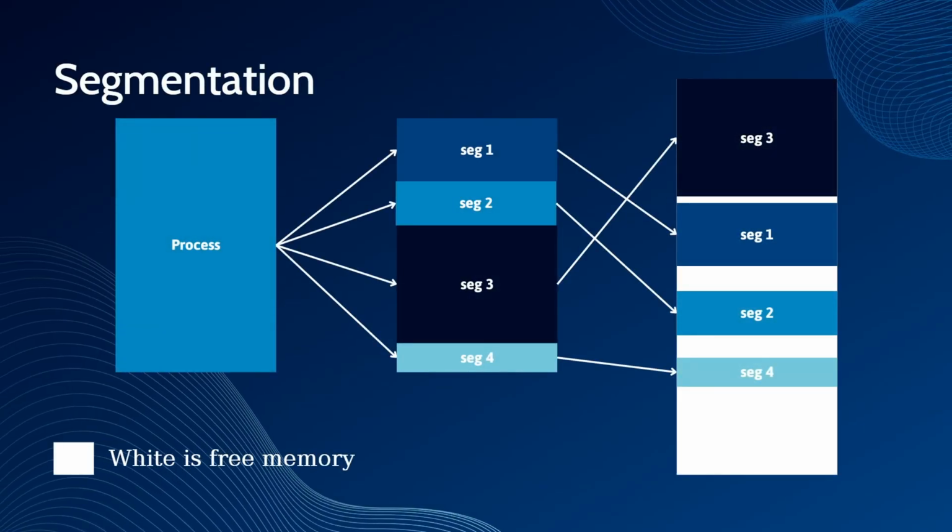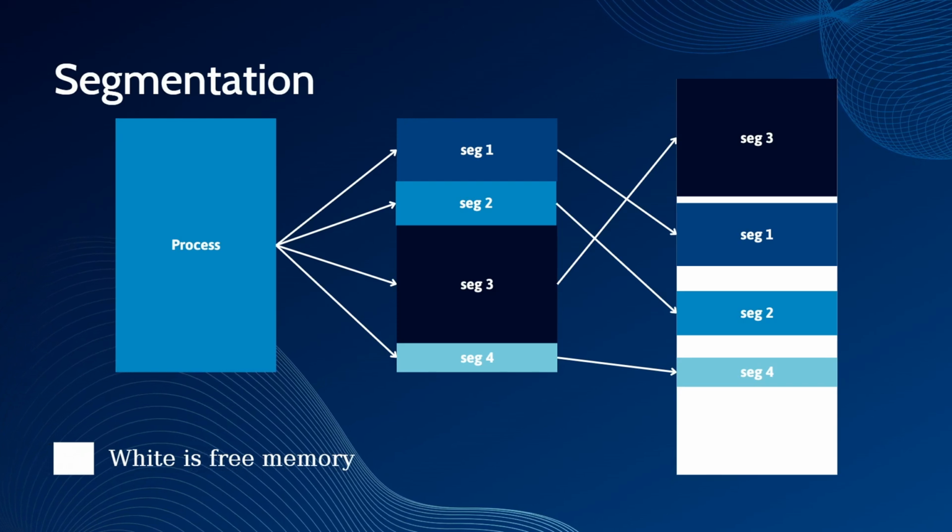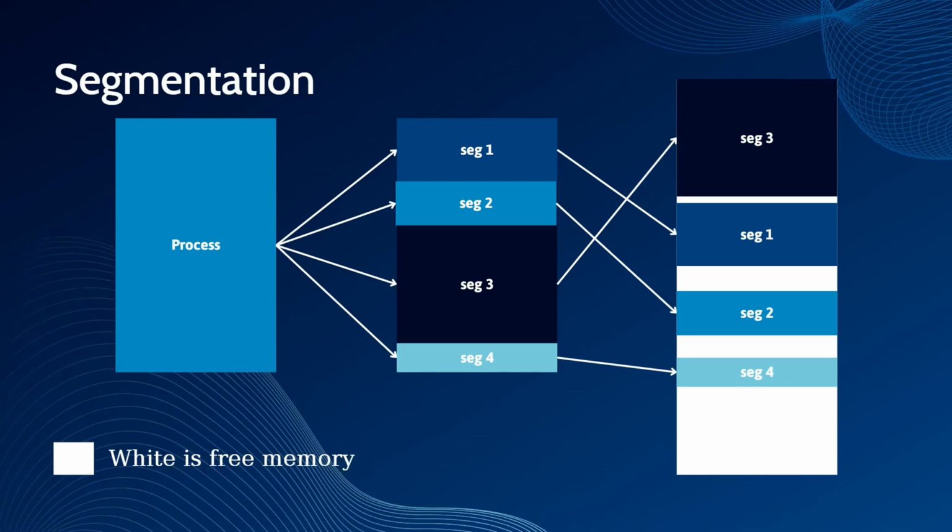Segmentation is a memory management technique that divides a program's memory into variable-sized segments based on logical divisions. Each segment represents a distinct logical unit of the program, such as code, data, or stack segments. Unlike paging, where memory is allocated in fixed-size blocks, segmentation allocates memory in varying sizes according to the needs of each segment. Key concepts of segmentation.